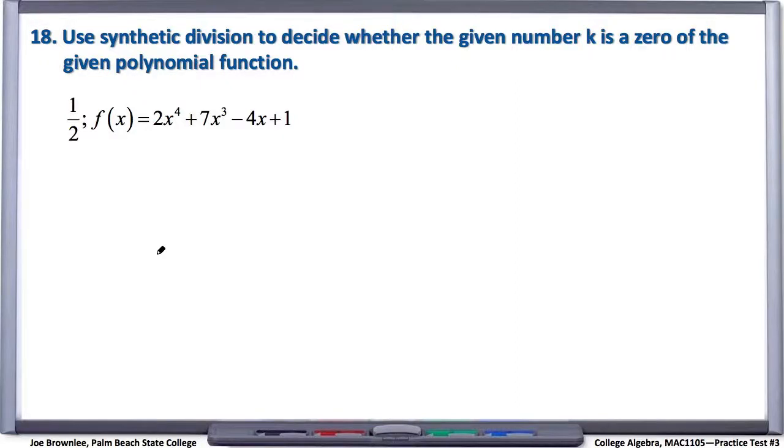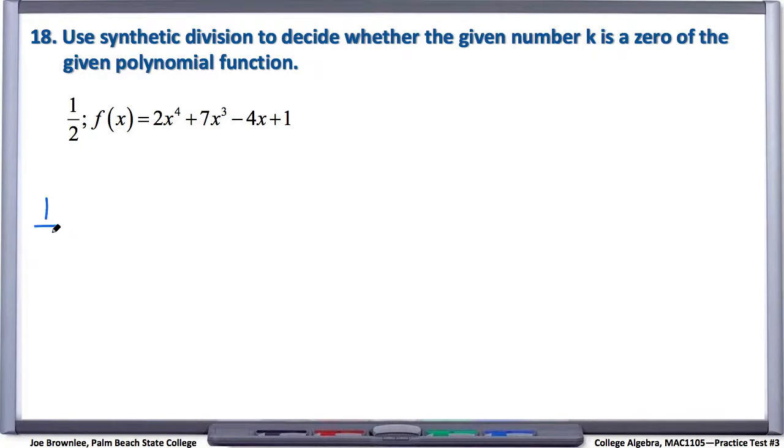Number 18, use synthetic division to decide whether the given number k is a zero of the given polynomial function. And so we've been given 1/2 and we're asked to determine if 1/2 is a zero of the function f of x equals 2x to the fourth plus 7x cubed minus 4x plus 1.